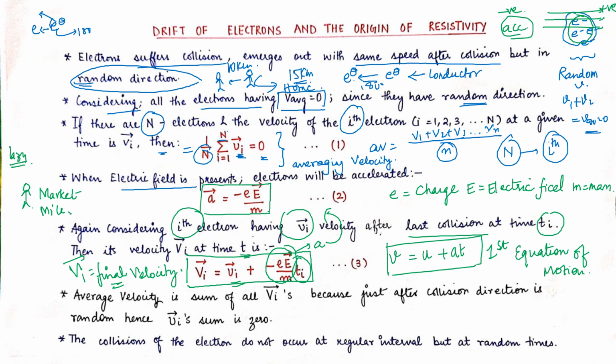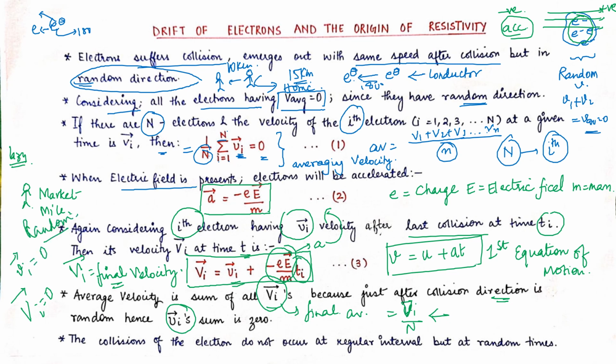Now the average velocity is the sum of all the capital Vi's, that is the final velocities. Final average velocity equals sum of capital Vi upon N. Because just after collision, this will give final velocities with random direction, hence the sum of Vi is again 0. Capital Vi is also 0. Initial vi is also 0. Why so? Because they are following the random motion.